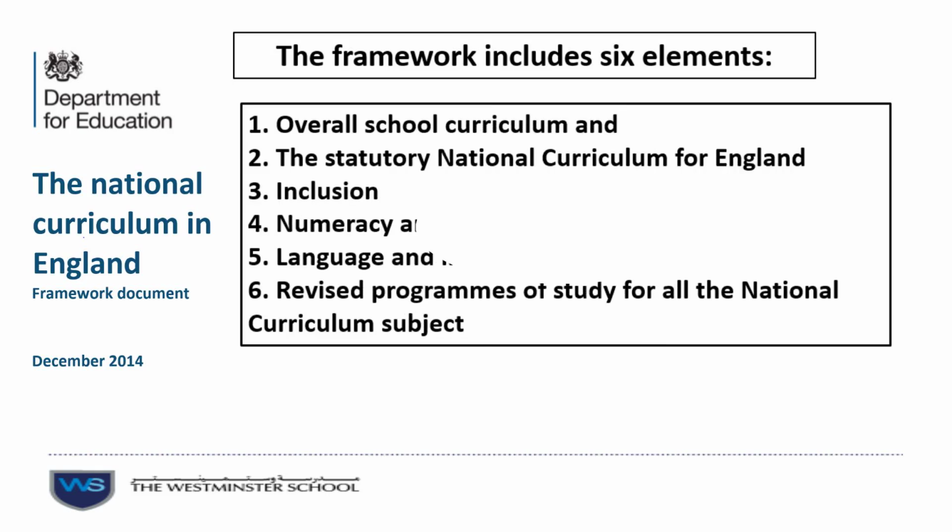The framework includes 6 elements: 1, overall school curriculum; 2, the statutory national curriculum for England; 3, inclusion; 4, numeracy and mathematics; 5, language and literacy; and 6, revised programs of study for all the national curriculum subjects. These elements ensure a balanced and inclusive education for all pupils.